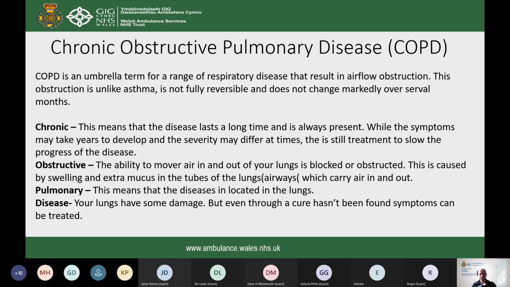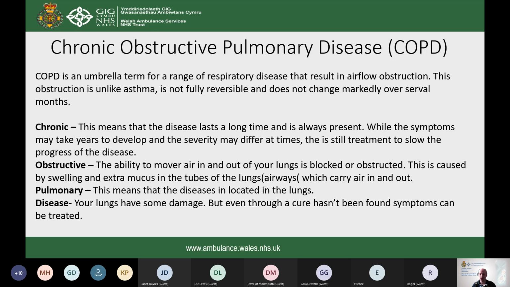Obstructive means the ability to move air in and out of the lungs is blocked or obstructed, normally caused by swelling or the production of extra mucus within those bronchi and bronchioles, which restricts air moving in and out. Pulmonary just means the disease is located in the lungs. And then finally, disease just means the lungs have some damage.